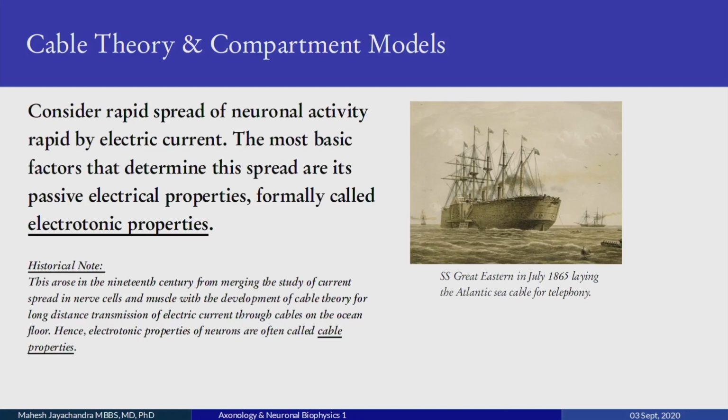So in the 19th century, cables were laid between Europe, England and America to transmit telegraphic signals. Now a cable is basically like a coaxial cable. So you have a central conductor, and then there's insulation, and then it's surrounded by seawater. So the theory for cables can be easily applied to neurons. Very similar maths are involved. And on the right is a famous cable laying ship, the Great Eastern, and that laid the first Atlantic sea cable for telephony between England and America.